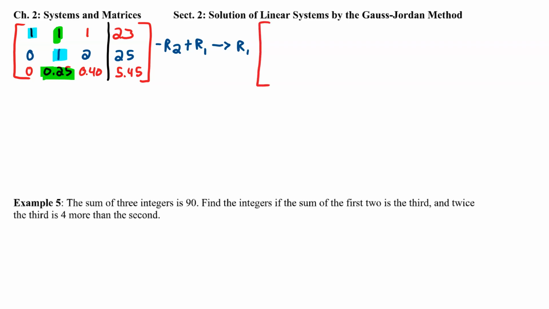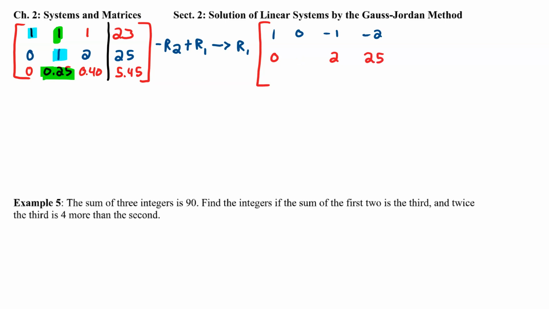So our first row is going to change this time. That 1 will stay. -1 plus 1 will give us 0. -2 plus 1 will give us a -1. And -25 plus 23 will give us a -2. Our second row is not going to change. 0, 1, 2, and 25.